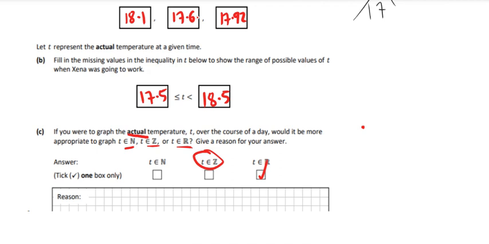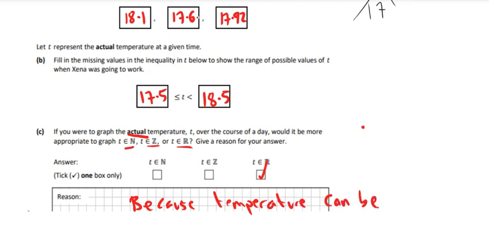Now Z would include the negative numbers, but it wouldn't include all decimals and everything as well, so it has to be the real numbers. So the reason is because the temperature can be a decimal. So something to that effect. So that's all for question 1.